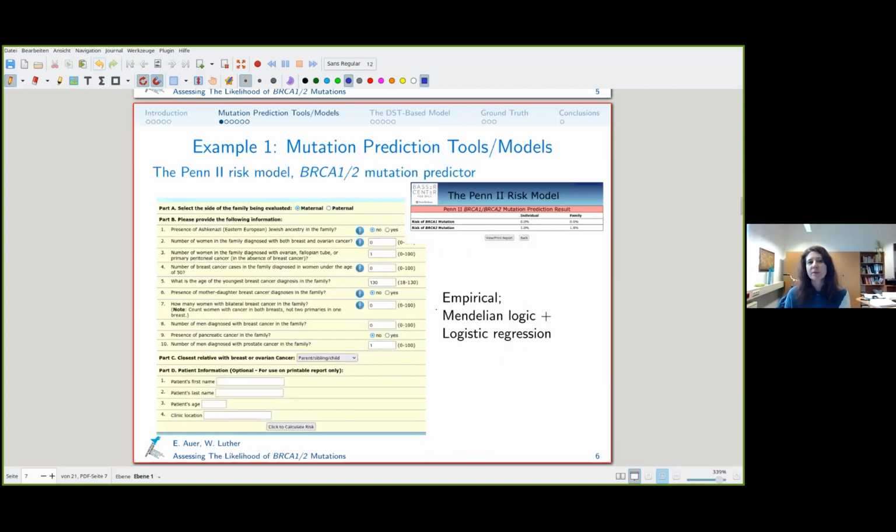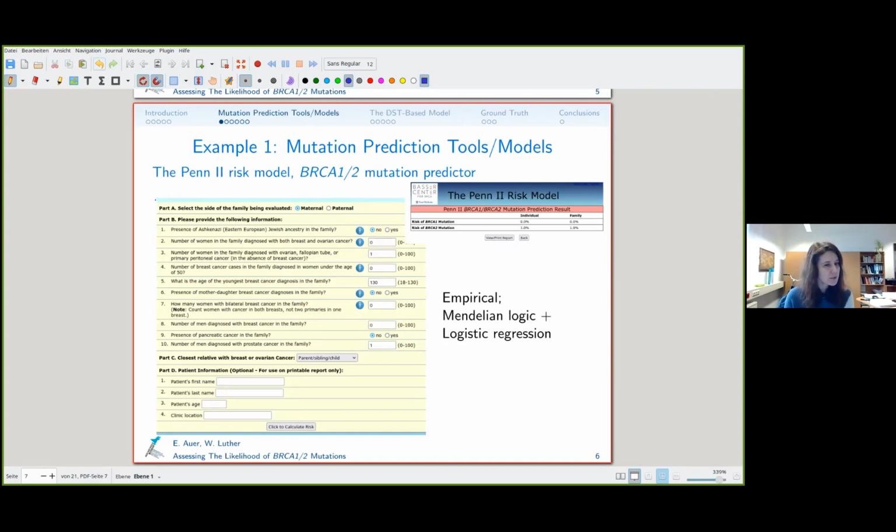So let me give you some examples of mutation prediction tools that are available today, since approximately a decade at least, and some for longer. For example, this tool from the University of Pennsylvania, the PENN II risk model. This is accessible online, so you can compute everything online, yes?